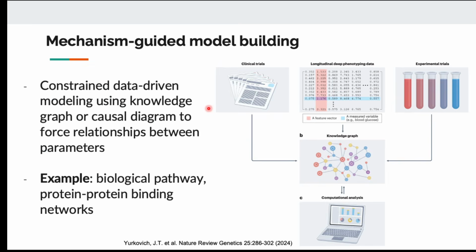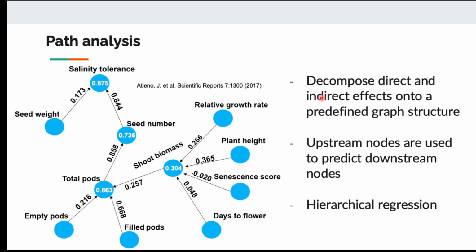So people also explore how to do data-driven modeling, but do it in the scope of mechanisms that we know. So for example, we know biological pathways, we know which gene, which protein have to work together, which one is upstream, which one is downstream. We want to incorporate that structure, that mechanisms into the analysis of our thousands of phenotypes. So one technique is called a path analysis. So a path is a path.